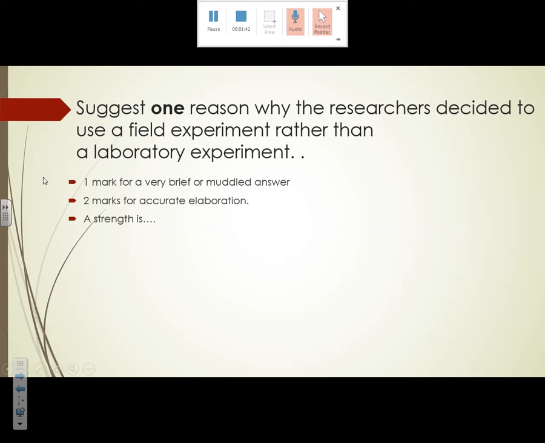So you'd say a strength of a field is, which we've already looked at, which is half the battle, so you're halfway there. So if you talked about a strength of a field experiment, you should be able to get 1 mark. The second mark is for applying it to the stimulus. So it says why the researchers decided to use a field experiment rather than lab experiment. You also need to link it back to the stimulus.